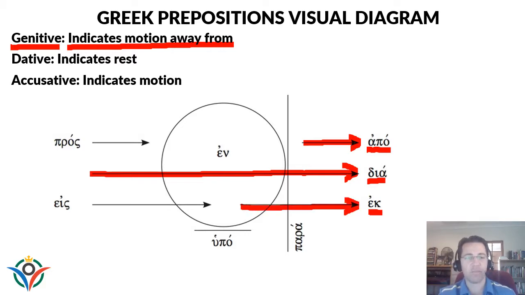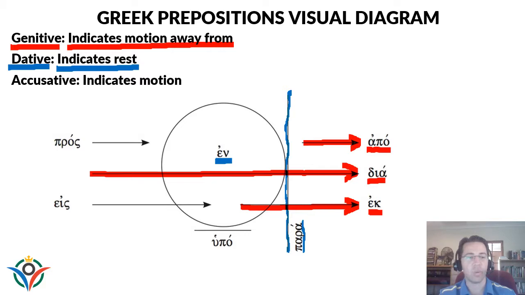Then when you think of the dative case, think of a preposition that is indicating rest. So here we have the example of en. So en is in the circle. Para can also take its object in the dative case, and when it does, we translate it as beside. So here it is beside the circle.